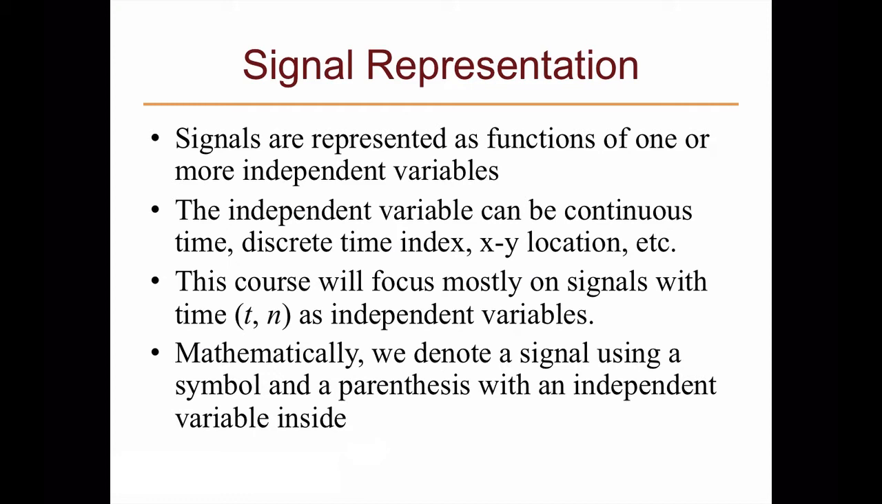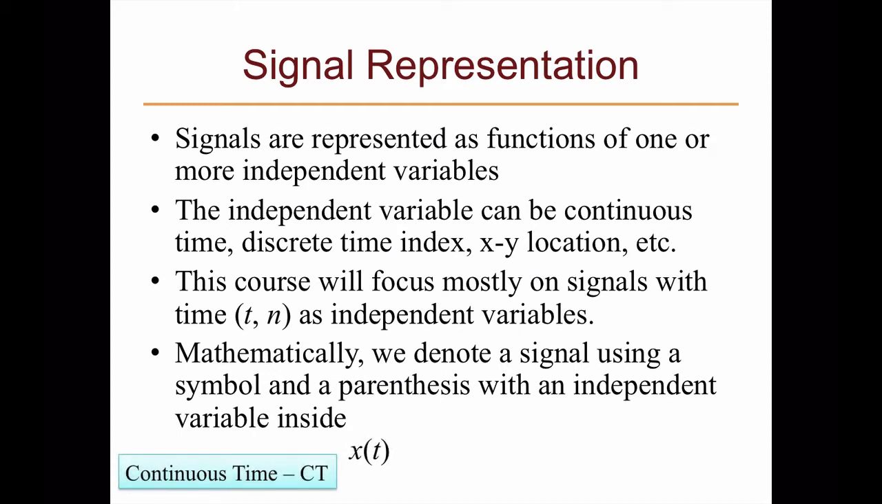Later on, you may encounter different types of signals that have more than one dimension. For example, if you work with images, those are two-dimensional signals. The video signal is three-dimensional, containing the spatial location and time as the third dimension. Mathematically, for this course, which will use only time as the independent variable, we denote the signals by using a symbol and parentheses with an independent variable inside.